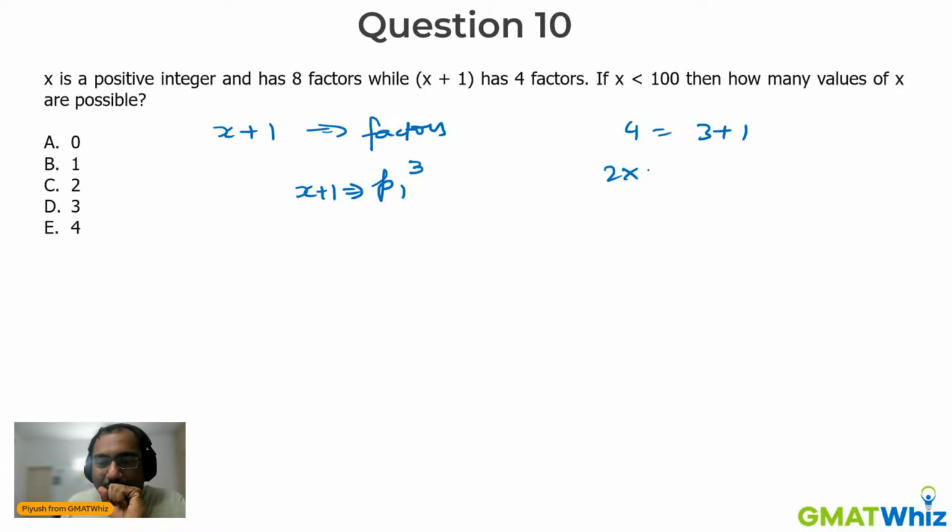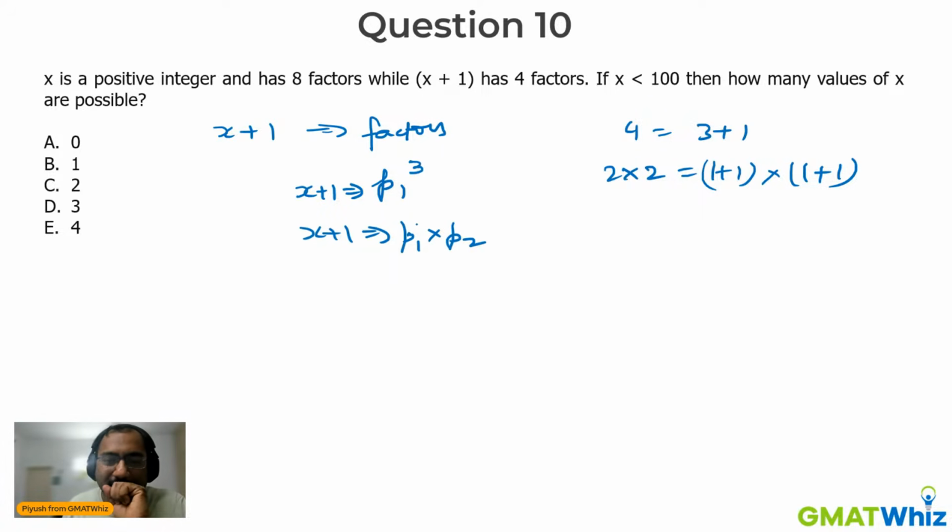Or I can write 4 as 2 into 2. In that case, it will be 1 plus 1 into 1 plus 1. So in that case, x plus 1 is p1 into p2. So what I know is x plus 1 can be one of these two. And again, this could be different p's, by the way. Okay, let me just write it as p4 and p5.